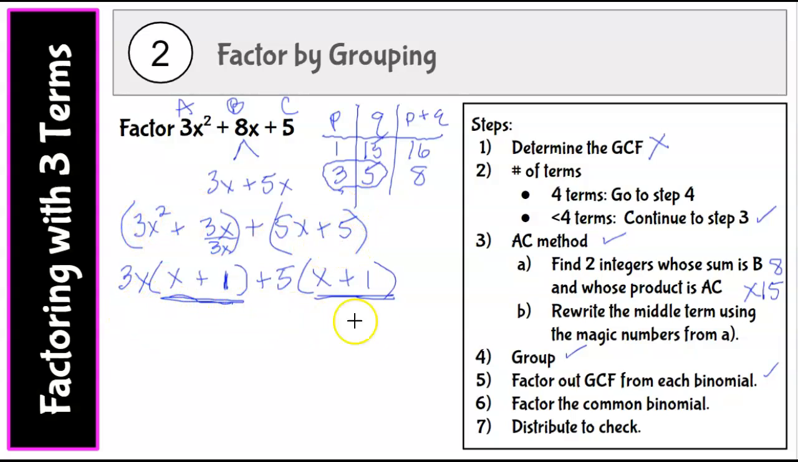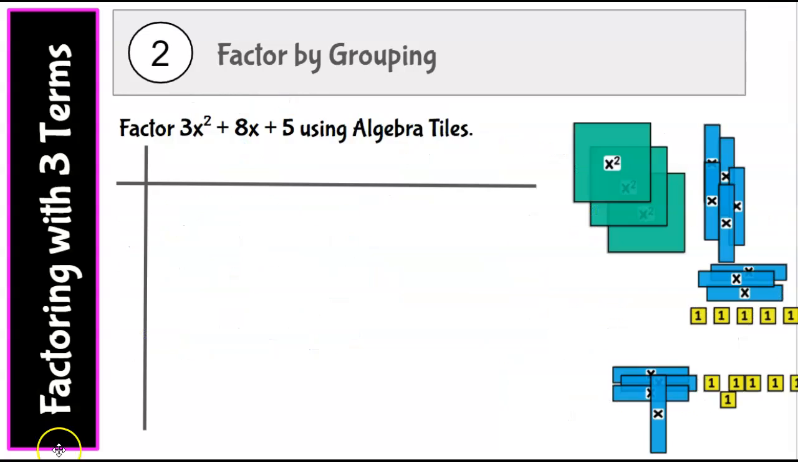Okay, so now we're going to factor out the common binomial. They both have x plus 1 in common. Each of those terms does. And that leaves me with 3x in this term and 5 in this term. And it's factored. And you can distribute it back up to check to make sure that it does give you 3x squared plus 8x plus 5. And I'm going to leave that for you to do.